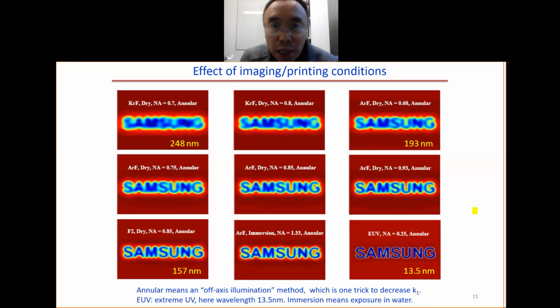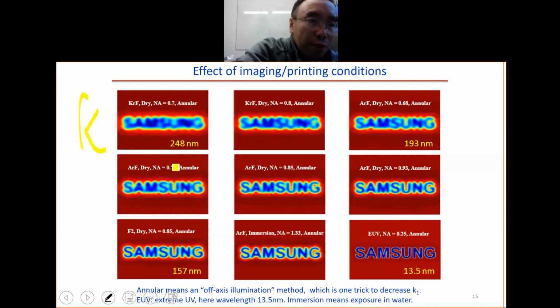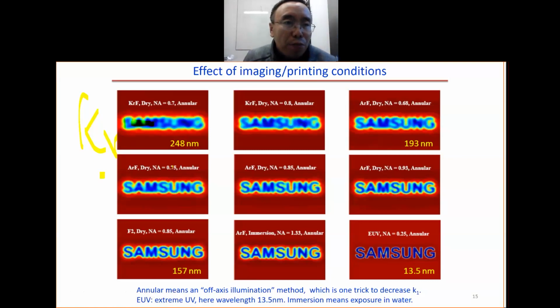So here are imaging examples for optical lithography. Here is 248 nanometer, and we know this corresponds to the krypton fluoride, KrF, laser.